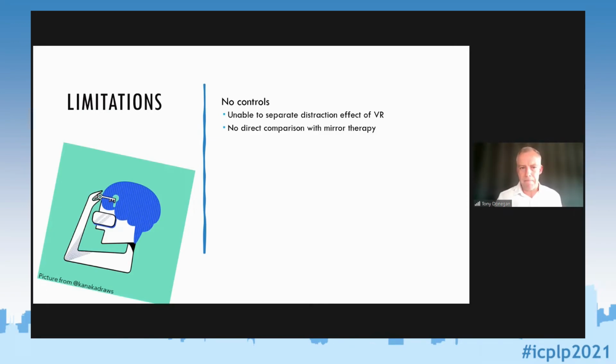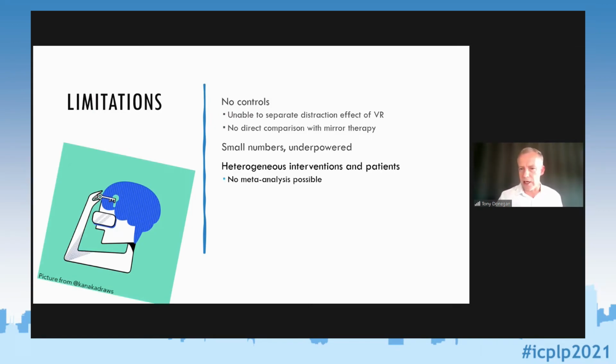So the cost of VR setups is coming down dramatically, but it's still not as cheap as a mirror box. So, to be clinically usable, you have to show that it's significantly better than mirror therapy. These are really small studies, so they're likely underpowered, and there's a really wide variety in the type of interventions and the type of patients that we see. So we're not able to meta-analyze these very well. It's really unclear about the long-term benefits and the optimal dosage as well.